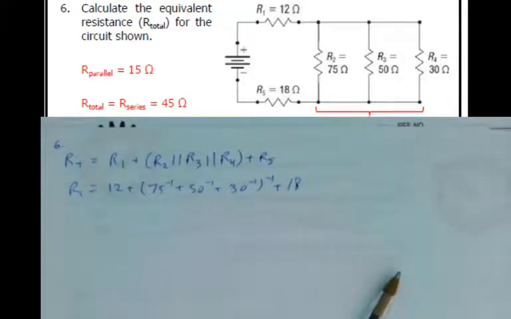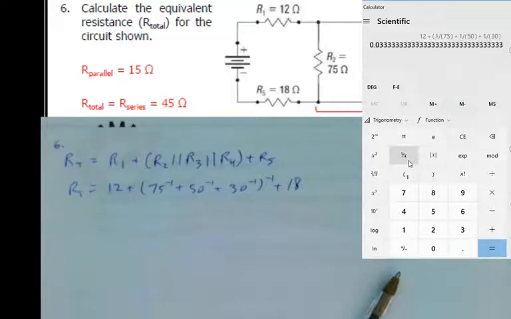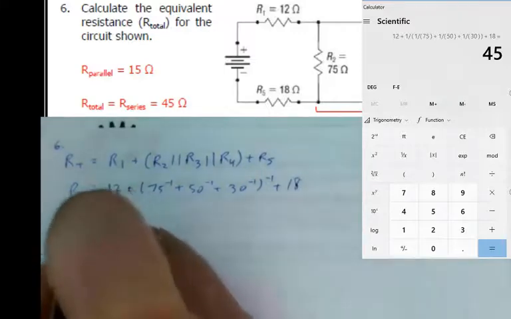So let's determine what that would be. We have 12 plus bracket 75, 50, 30, close the bracket, reciprocate, plus 18. Our total is 45. And that's how we would add that one together.